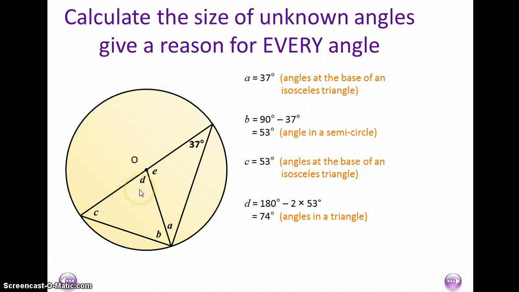Angle D must be 74 degrees, because angles in a triangle add up to 180. This was 53, this was 53, hence D is 74. Angle E, you can find that as 106 degrees, this angle here, because angles on a straight line add up to 180 degrees.